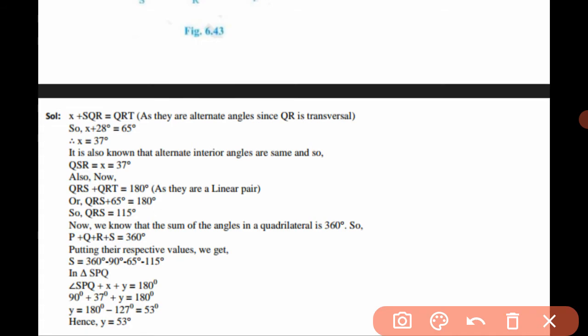Now we know that the sum of the angles of a quadrilateral is equal to 360. So P plus Q plus R plus S equals 360. Now putting in their values, S will be equal to 360 minus 90 minus 65 minus 115. So here we can find X plus Y equals 180 minus SPQ. So SPQ equals 90, plus 37 plus Y equals 180. So the value of Y will be equal to 180 minus 127, that is 53 degrees. So angle Y will be equal to 53 degrees.